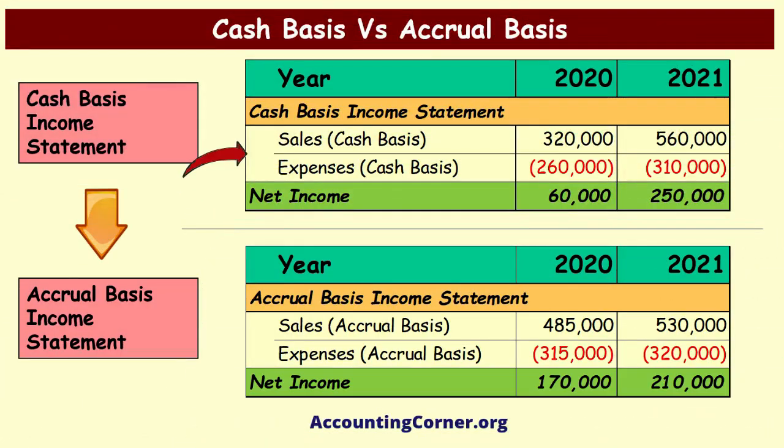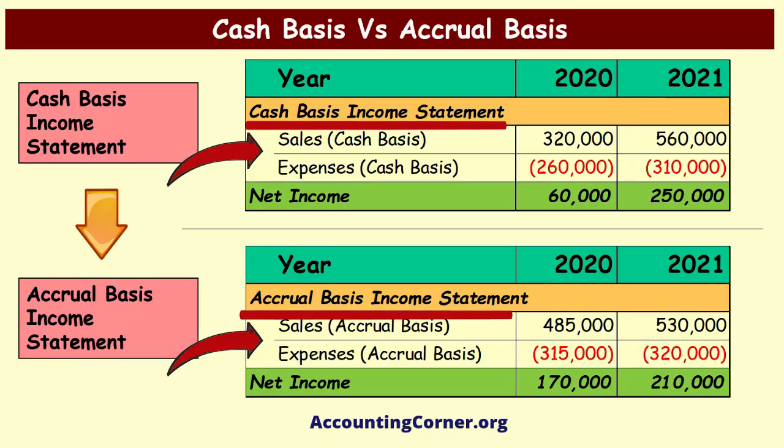Finally, let's compare cash basis and accrual basis income statements. Under the cash basis at the top, net income depends entirely on cash inflows and outflows. Under the accrual basis at the bottom, revenues and expenses are recorded when they're earned and incurred. This shows how accrual accounting gives a more accurate picture of financial performance by matching income and expenses to the correct periods, rather than just recording cash movements.